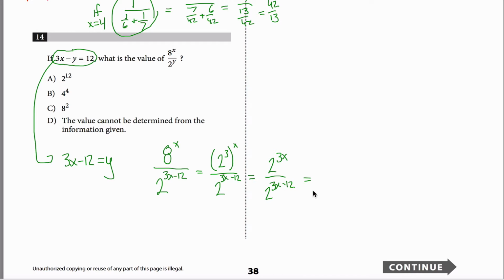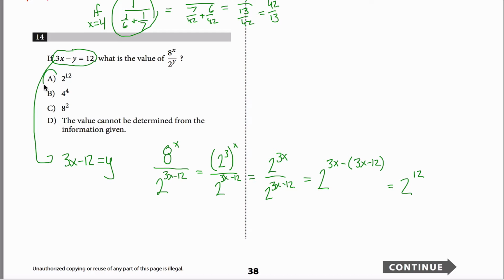There's one more rule that I need to know. When you're dividing and you have the same base, all you have to do is subtract the exponents. So I have 2 raised to the 3x power minus this 3x minus 12 thing. When you're dividing and you have the same base, you subtract the exponents. I can simplify that. Instead of 3x minus this entire thing, I have 3x minus 3x, which is 0, and then minus negative 12 gives me positive 12. This entire thing simplifies down to 2 to the 12th power.